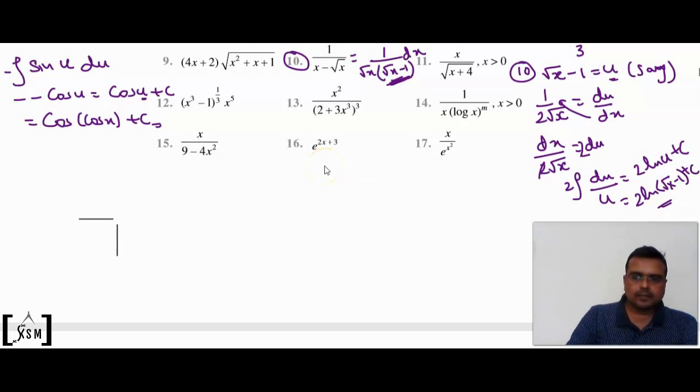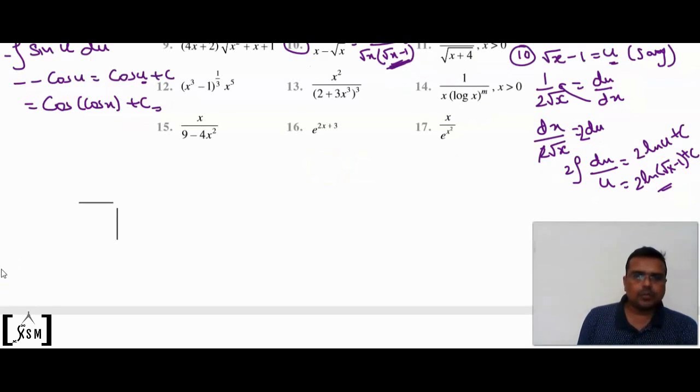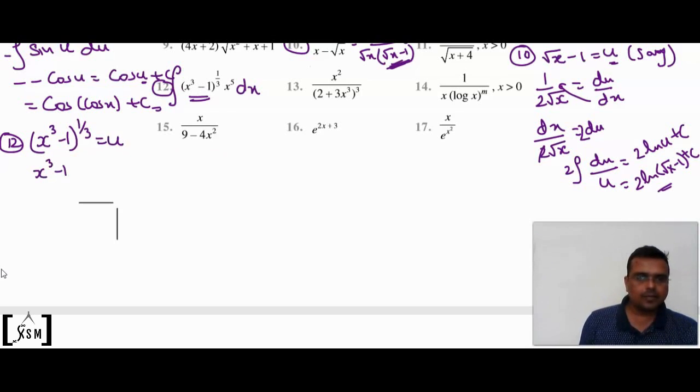Let's do question number 12, right? It is integration of x cube minus 1 whole to the power 1 over 3 times x to the power 5 dx. You know guys, whenever you suppose, always try to suppose the complex part. So here the complex part is x cube minus 1 whole to the power 1 over 3, which would be u. So basically, let me simplify it nicely and then we'll differentiate u cube, right?